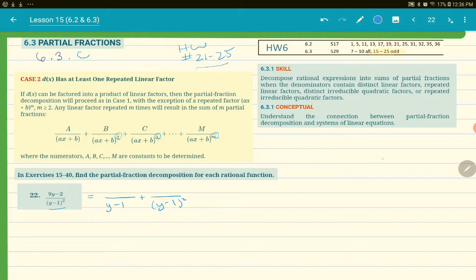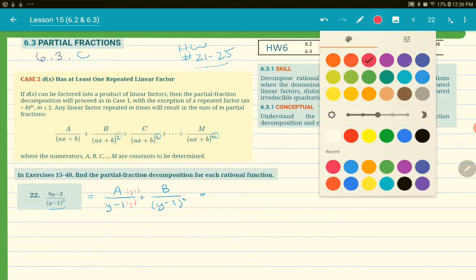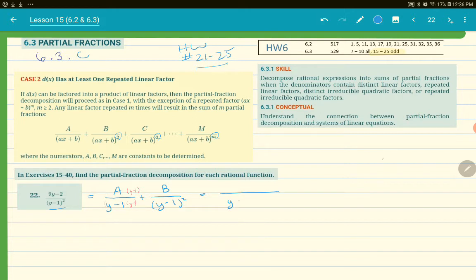I don't know what A and B are yet, so I'll write it like that for now, just getting the format. But if I were to add these back together, I would have to think about how to do that. To get a common denominator, I would have to multiply this one by another y minus 1. And B doesn't need anything multiplied by it because it already has that denominator. So my common denominator ends up being y minus 1 squared, and my A plus B ends up being A times y minus 1 plus B.